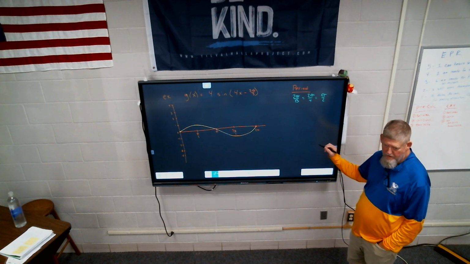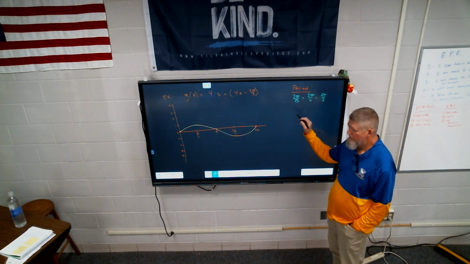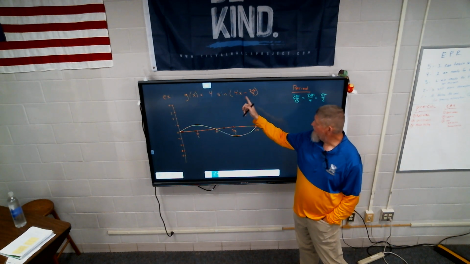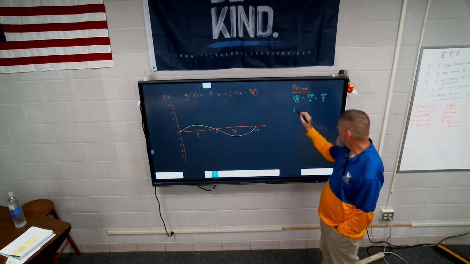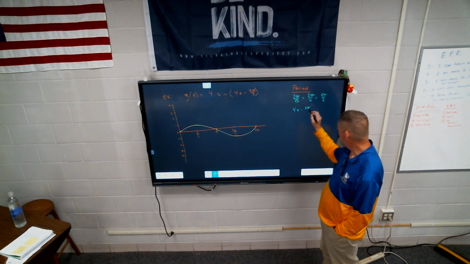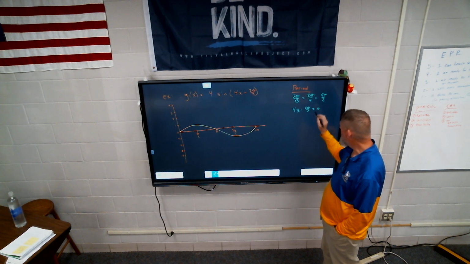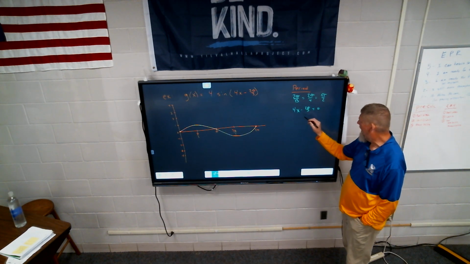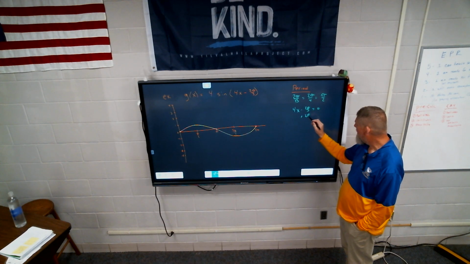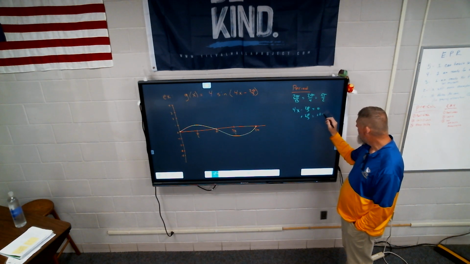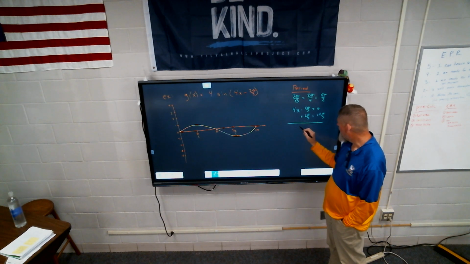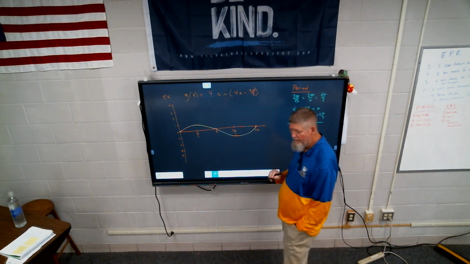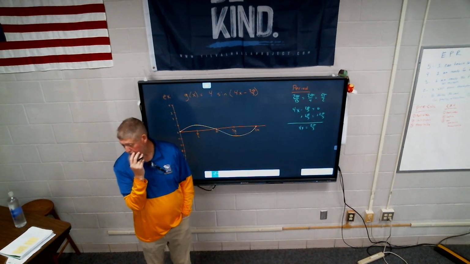Okay, so how do I get the phase shift? You said something equal to 0. Yes. You set that whole thing, everything in the parentheses, 4x minus 2 pi over 3, equal to 0. And then you solve for x. So I'm going to add 2 pi over 3 to both sides, so we get 4x equals 2 pi over 3. And we divide by 4. Okay, I'm going to multiply by 1/4. It's the same thing.